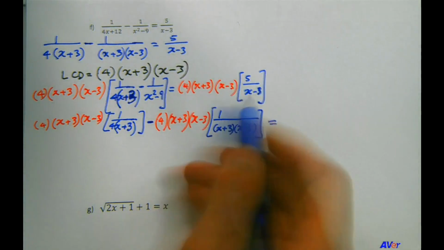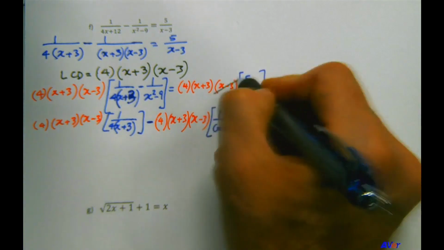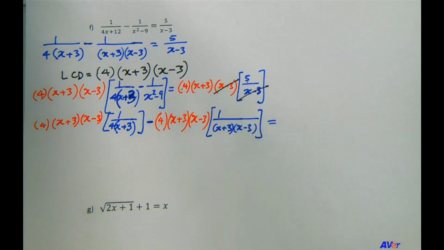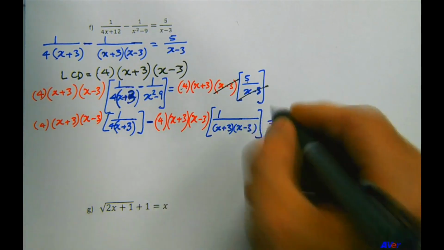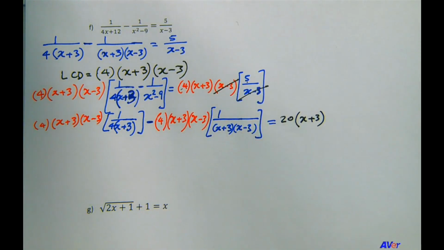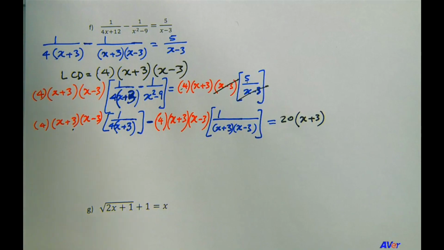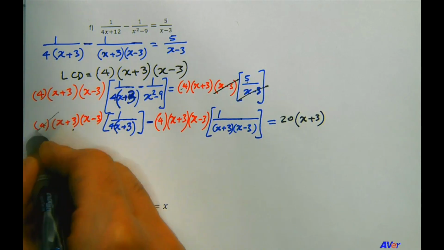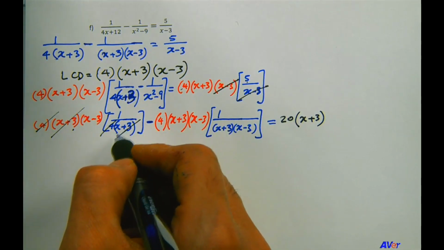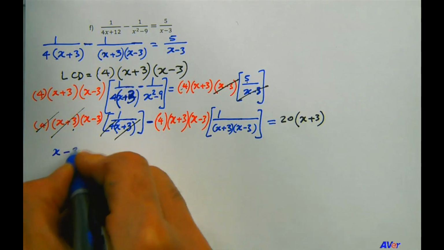On the right side, we can just cancel right away because it's just one term. So we have x minus 3 and x minus 3 cancel out. We end up with 5 times 4, 20 times x plus 3. Okay? So now that we've distributed, let's simplify. In here, the 4 here and the 4 here cancel each other out. X plus 3 and x plus 3 cancel out. And x minus 3 times 1 is x minus 3. Right? Like that.